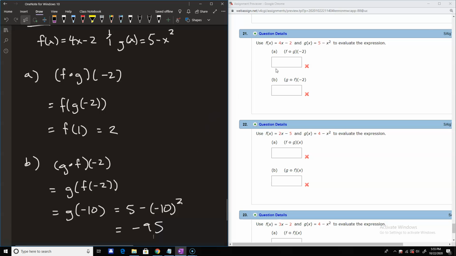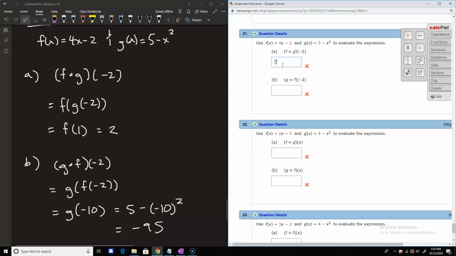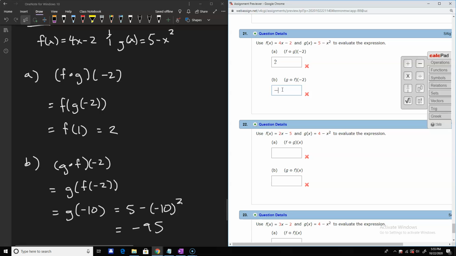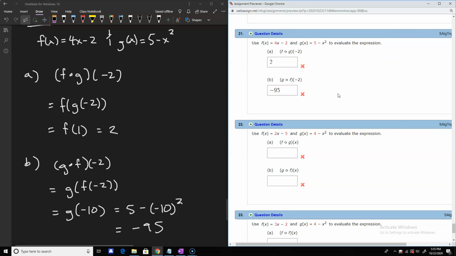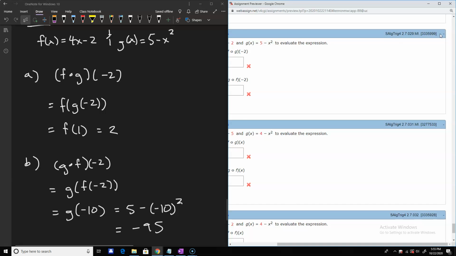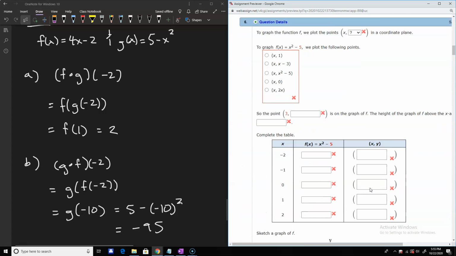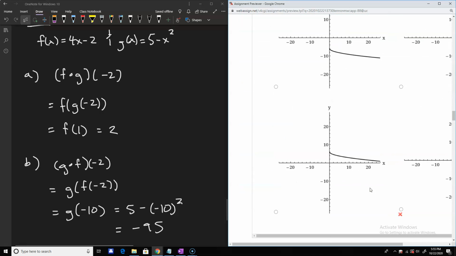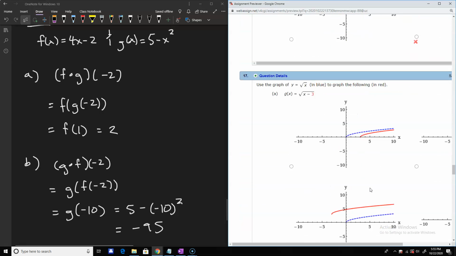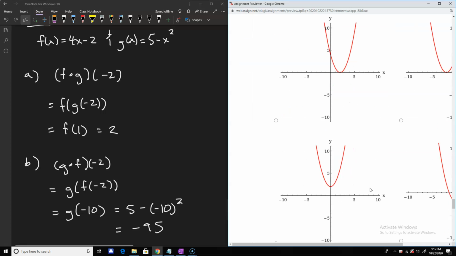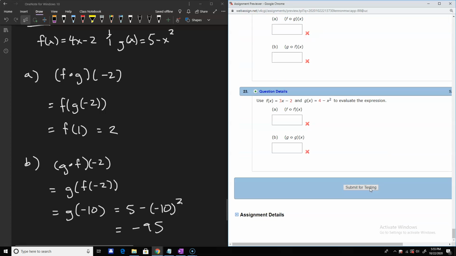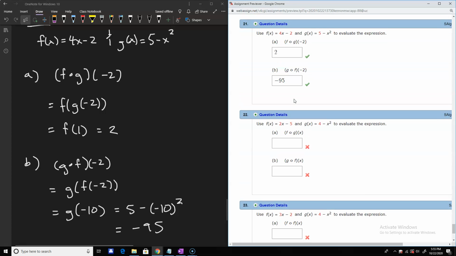So why don't we go ahead and check that we did the math right there. 2 and minus 95. And I wish there were a way to just check right here. I guess we have to submit though. Submit and come back to 21. There we go, so we got it both right.